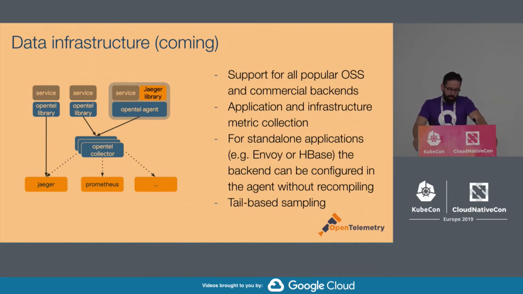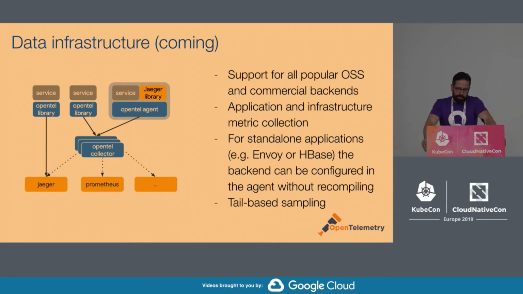The agent can also be deployed as a network service, and when you do that and you collect, in particular in the case of tracing, all your traces in one place, you can achieve other things, like tail-based sampling done at that level.